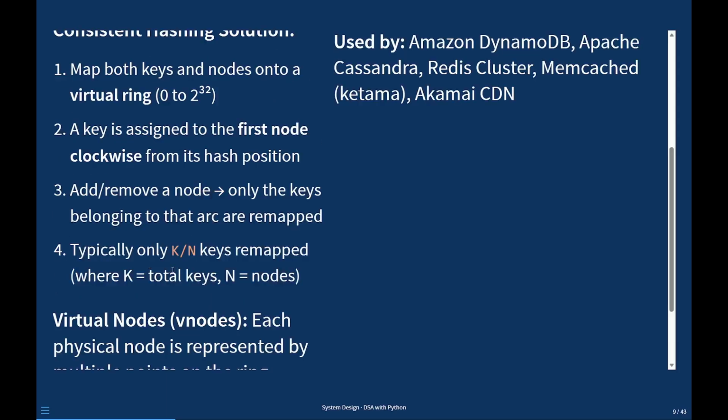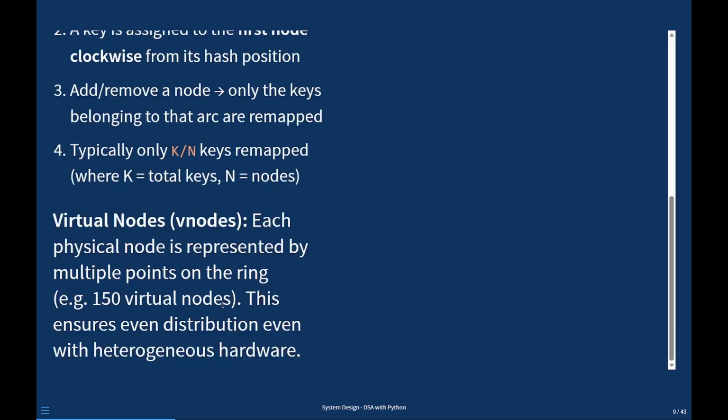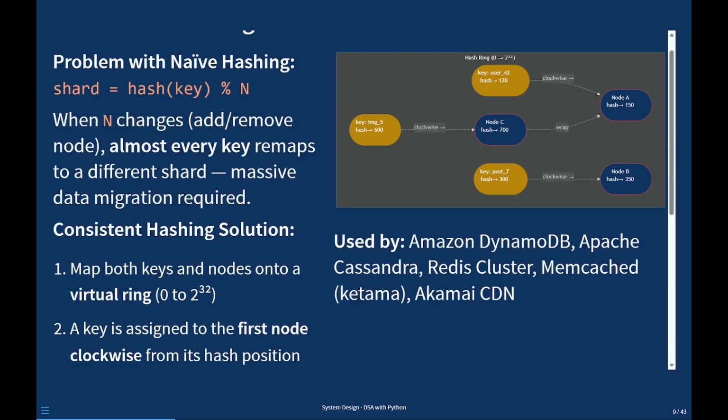Virtual nodes take this further. Instead of each physical server appearing once on the ring, it appears multiple times, typically 150 or more virtual positions. This ensures the load is distributed evenly, even when servers have different capacities, and eliminates hotspots that can appear with sparse ring placement. Consistent hashing is the foundation of DynamoDB, Cassandra, Redis Cluster, Memcached's Ketama algorithm, and Akamai's CDN infrastructure. It is a fundamental tool in distributed systems engineering.